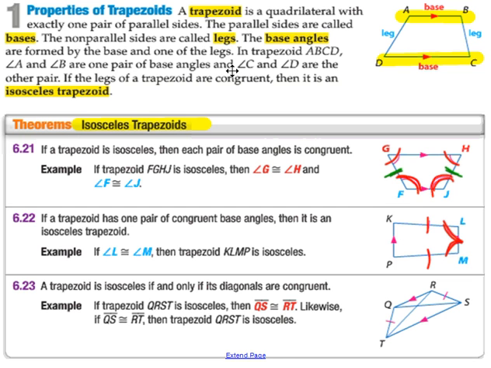The other part of the isosceles trapezoid is that it is isosceles if and only if its diagonals are congruent. So this diagonal is congruent to this diagonal.